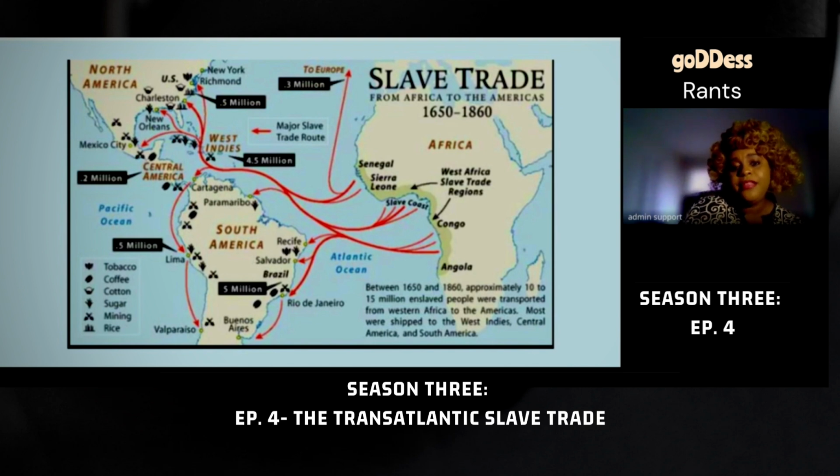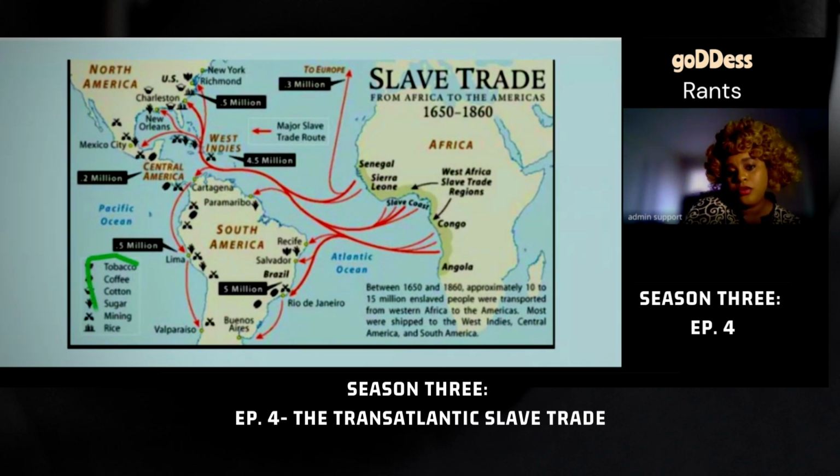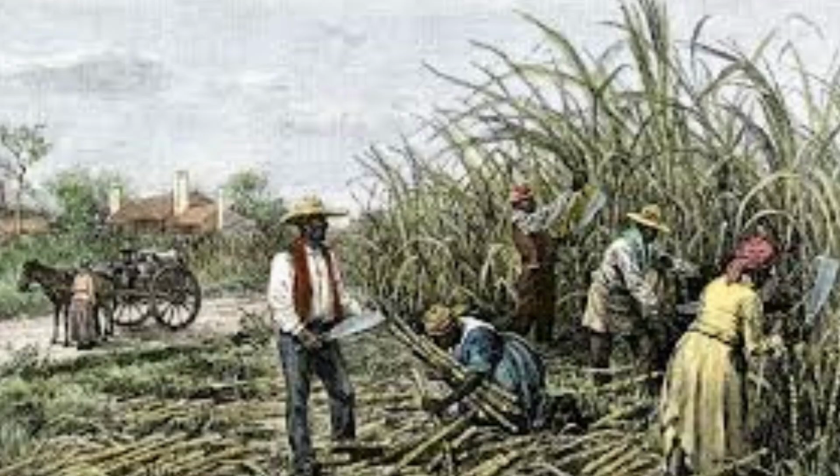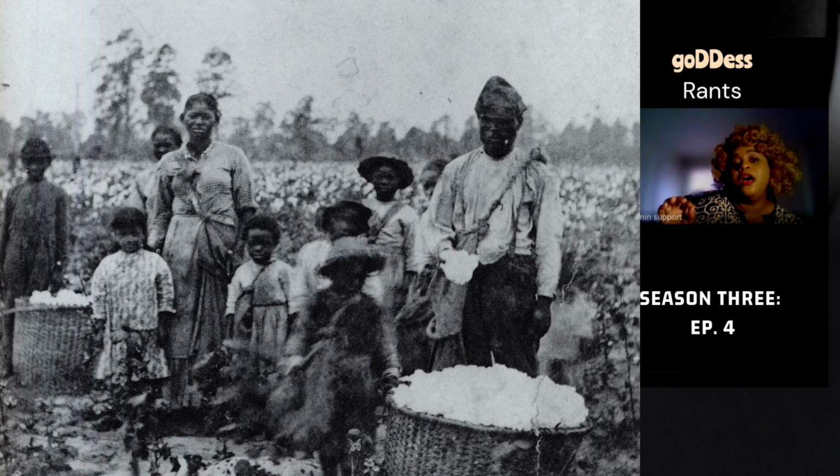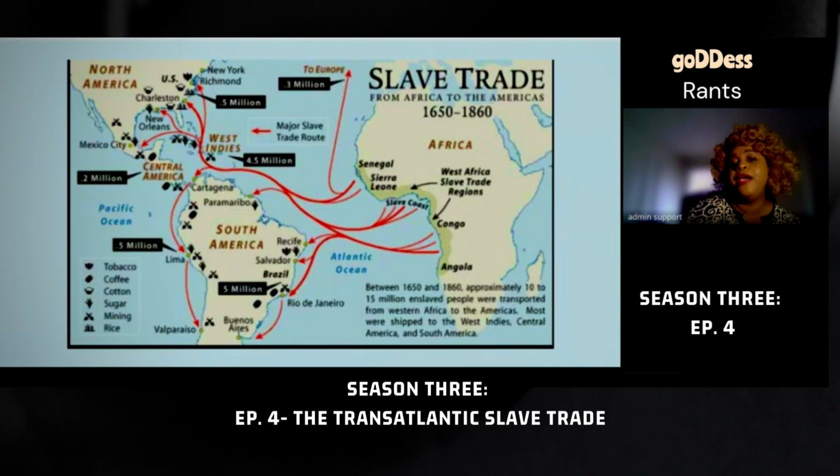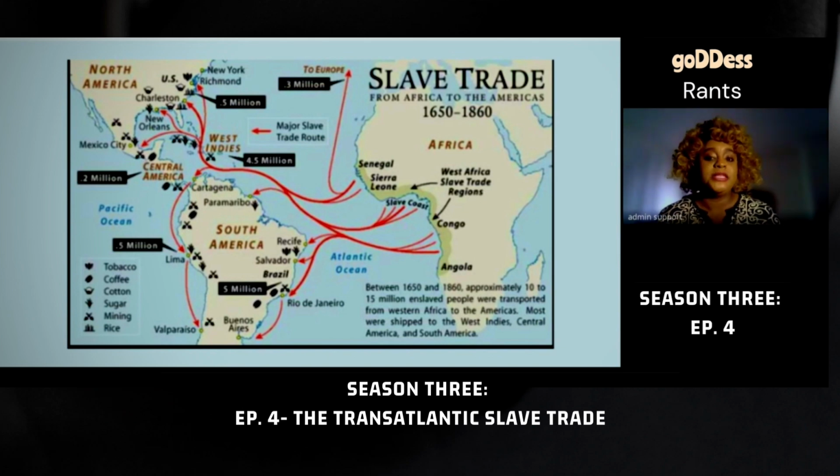So these were the plantations that they walked on: tobacco, coffee, cotton, sugar, mining, and rice. Okay, and we were pretty much au fait with those products in Africa. We had those farms in Africa, and so we thought this was going to be a walk in the park. We thought this was going to be what we were used to. We didn't know that it was more than that. It was more cynical than that.